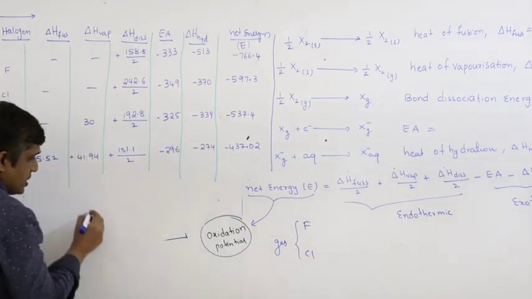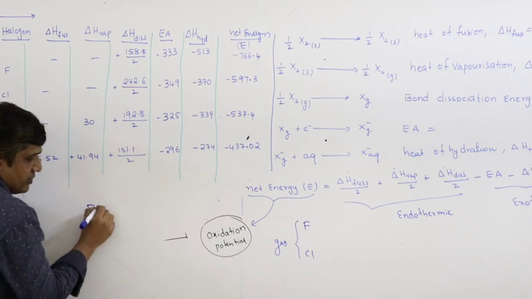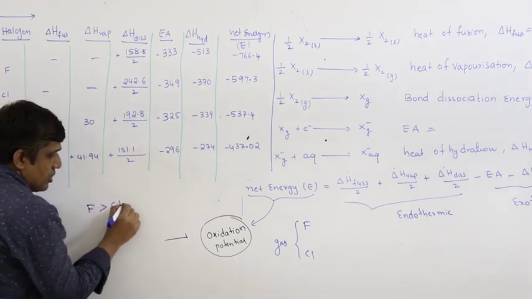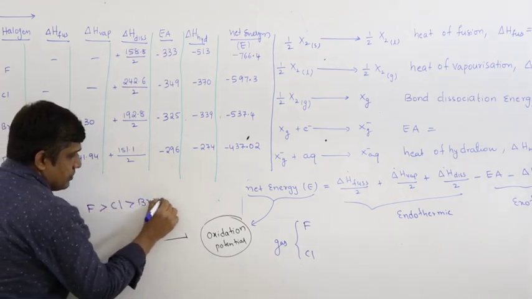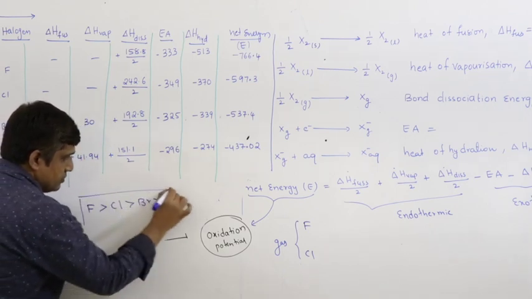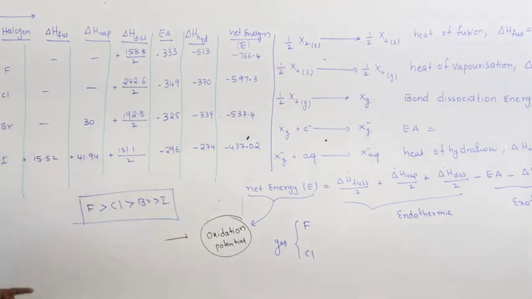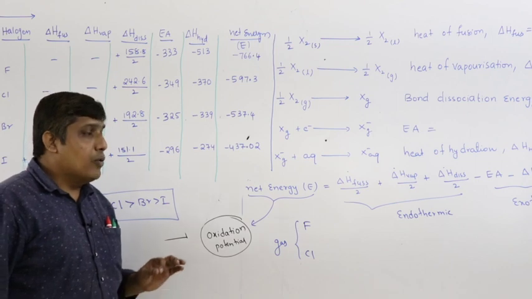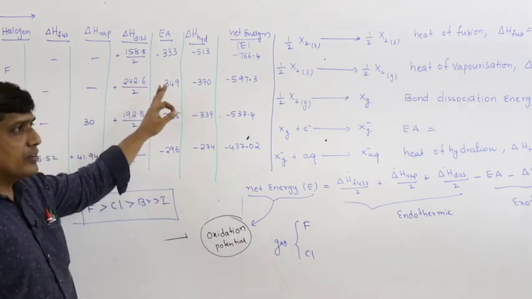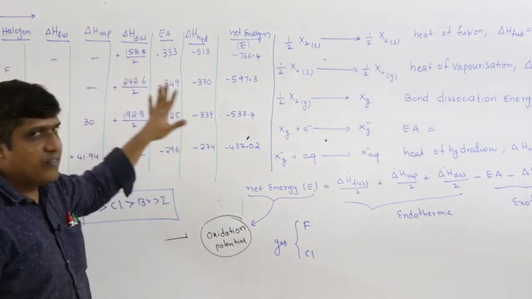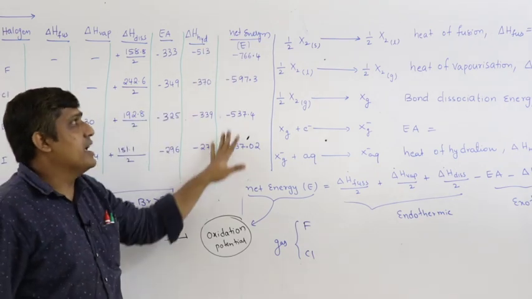So the final conclusion is the oxidizing power is higher for fluorine than chlorine than bromine than iodine. This is the order, and remember the oxidizing power doesn't only depend upon electron affinity, it depends upon all these factors. You have to consider the net energy.